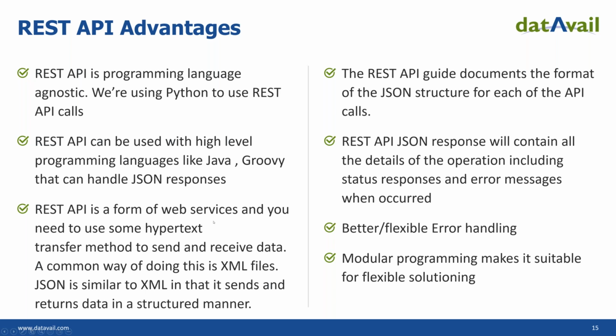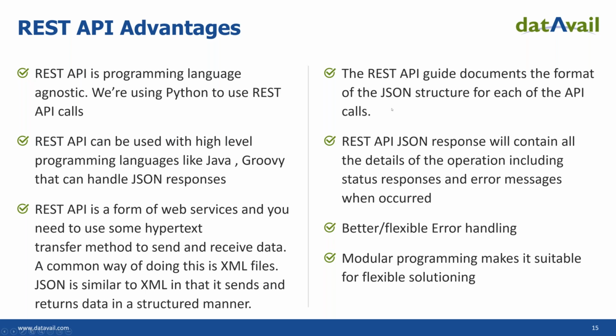So REST API is a form of web services, and you need to use some hypertext transfer method to send and receive data. When you send and receive data using REST API, the response comes to you in certain standard formats, right? And JSON is pretty similar to XML, and the data is very structured. It's in name-value pairs, and it's very easy to parse through.